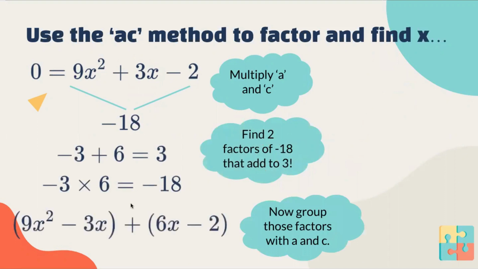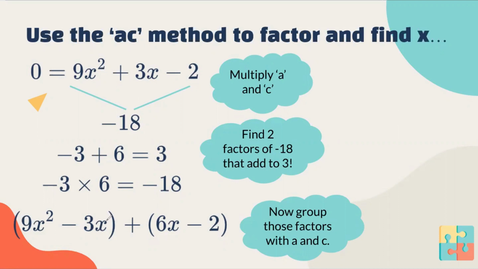You would have 9x squared minus 3x plus 6x minus 2. And now notice that if you were to just simplify this and combine like terms, it would still be 9x squared plus 3x minus 2. So these are still basically the same exact equations.